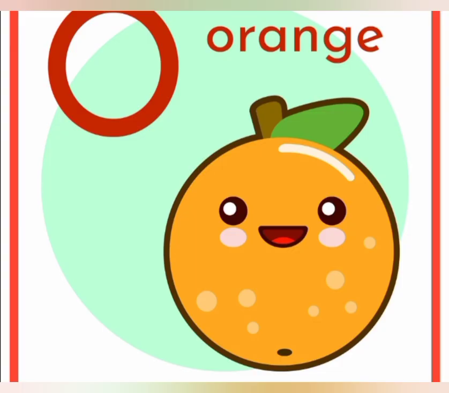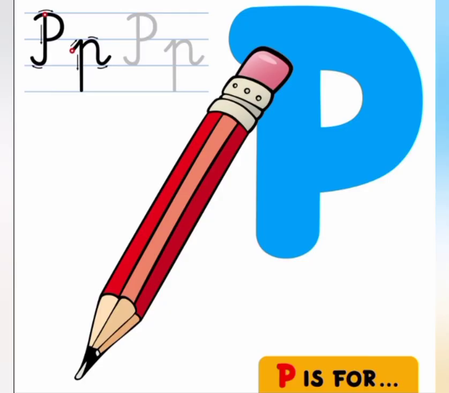O is for orange. Yummy. P is for pencil.